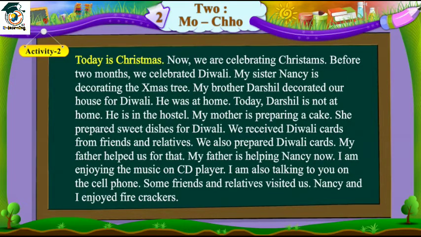Today is Christmas. Now we are celebrating Christmas. Before 2 months, we celebrated Diwali. My sister Nancy is decorating the Christmas tree. My brother Darshil decorated our house for Diwali. He was at home. Today, Darshil is not at home. He is in the hostel. My mother is preparing a cake. She prepared sweet dishes for Diwali.